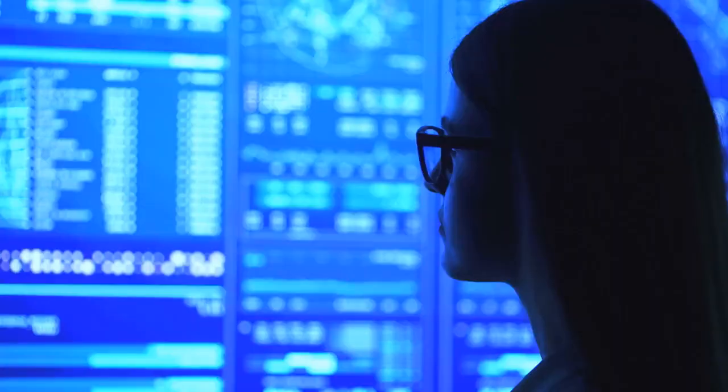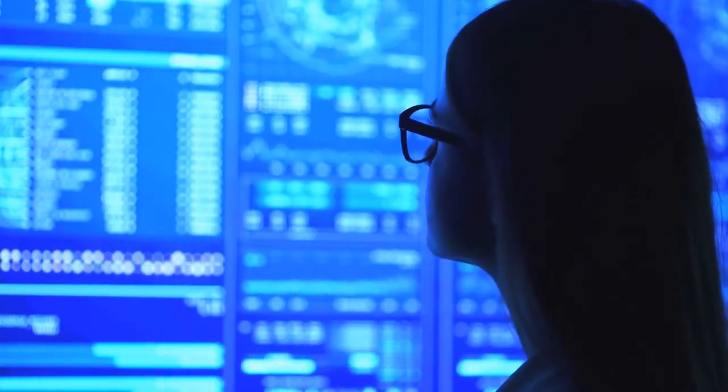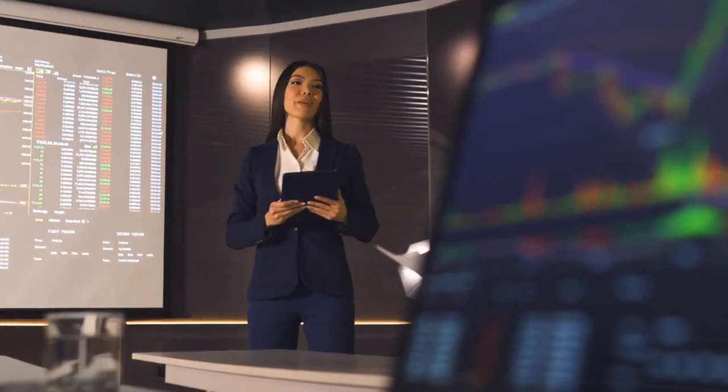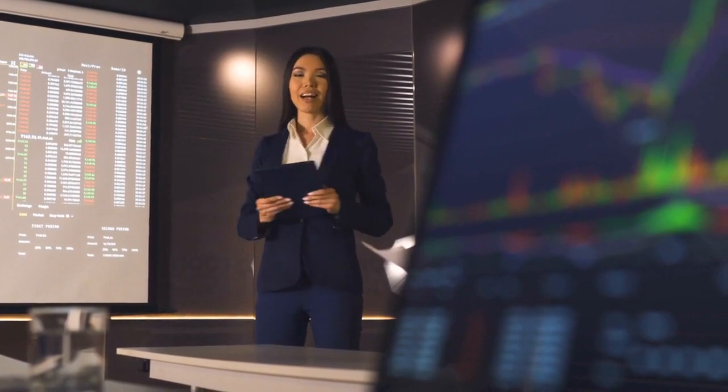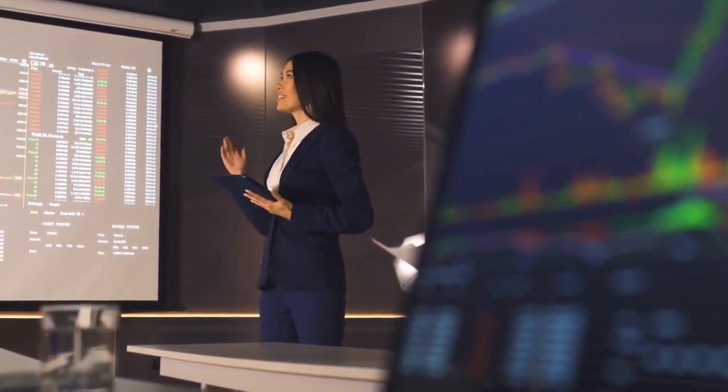Psychological factors. Psychological factors, such as fear, greed, and emotional biases, can impact a trader's decision-making process and, consequently, their choice of risk-reward ratio. It is essential for traders to remain disciplined and objective, adhering to their predetermined risk management rules regardless of emotional impulses.